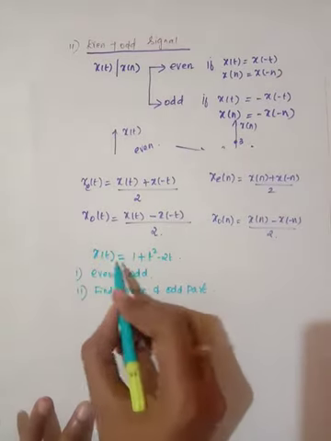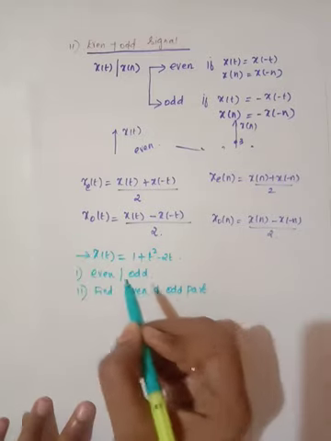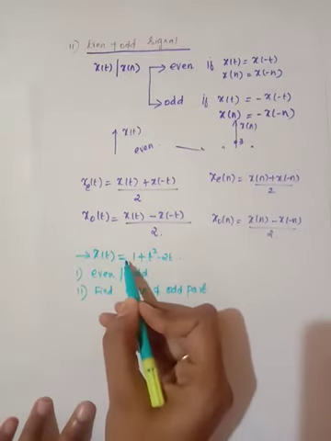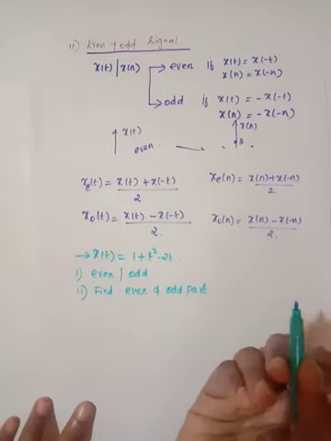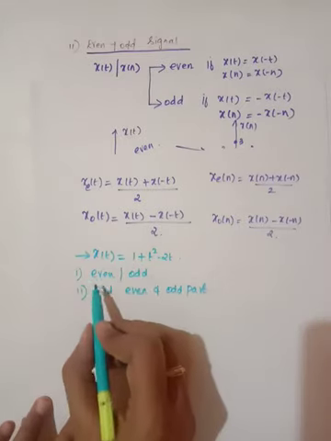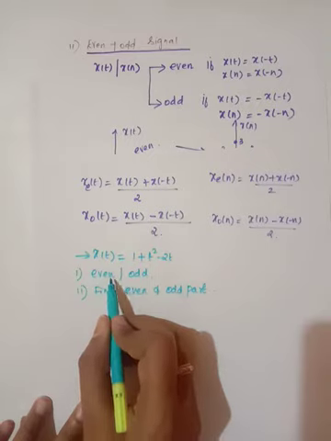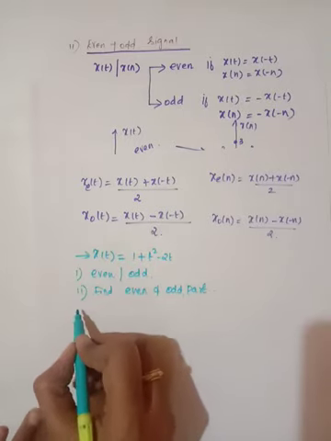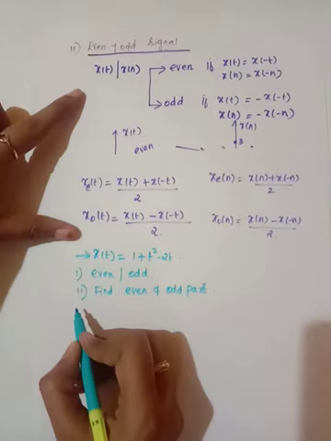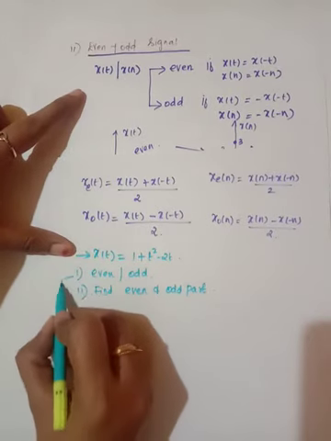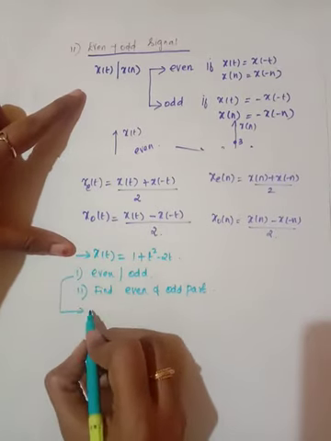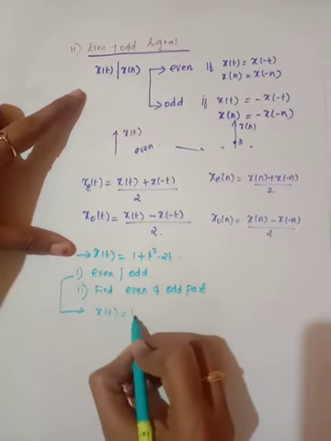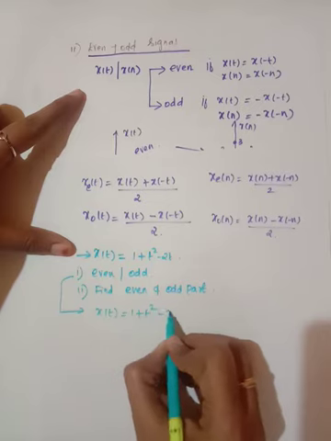Here the given is a mathematical expression. We can find these things either by using a mathematical expression or a graphical representation. First we will see whether the given signal is an even signal or an odd signal. So what is the first thing you need to know? x of t is given: x of t is 1 plus t square minus 2t.